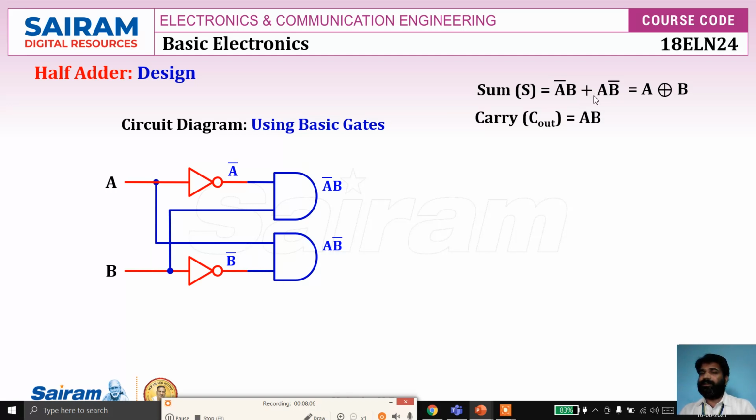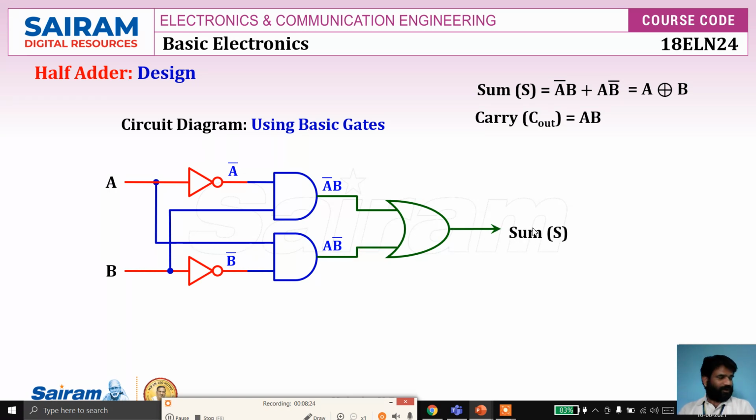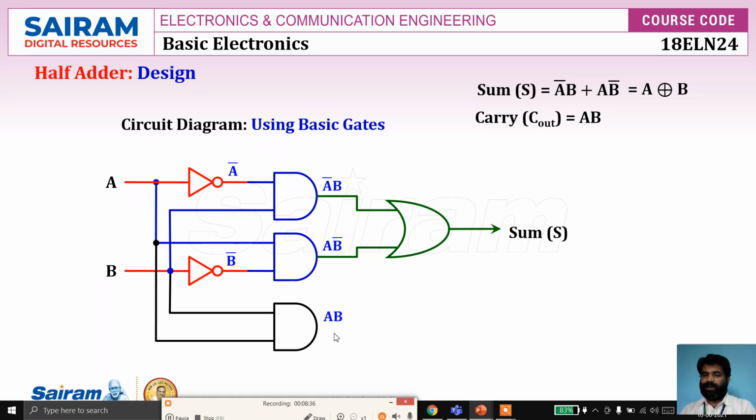So for our sum operation, we use an OR gate. The OR gate implements the sum operation. Inputs are the outputs of the AND gates, one AND gate giving A bar B and the other giving A B bar. So its output is sum. Similarly, to implement carry, we use one AND gate. Inputs are A, this is the A line now, and this is B now. You draw a line from B, so its output is AB. So this is C out. Clear now? This is the circuit diagram using basic gates alone.